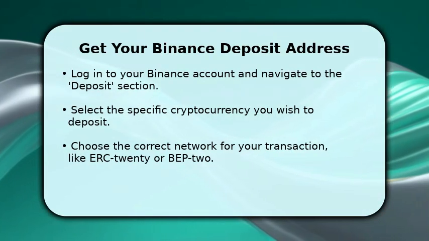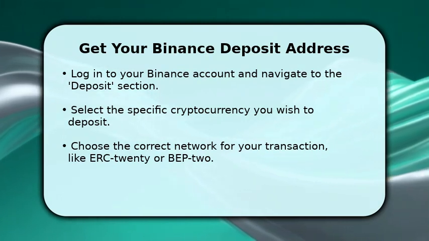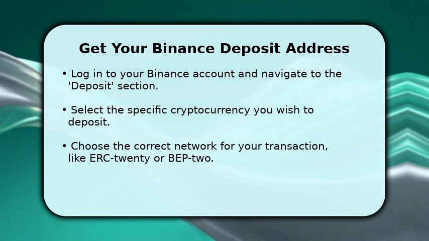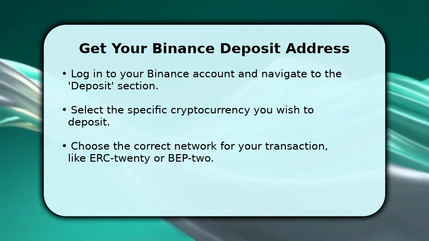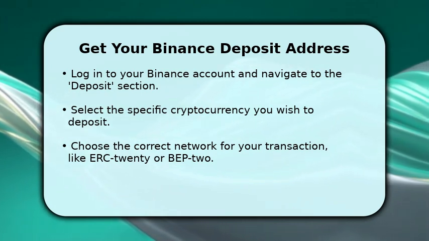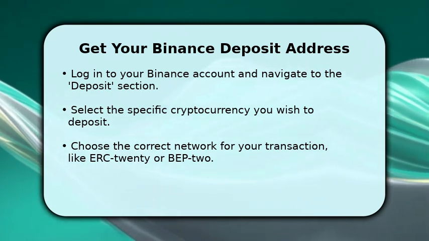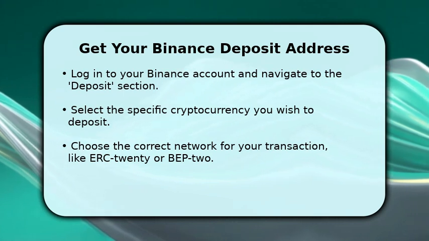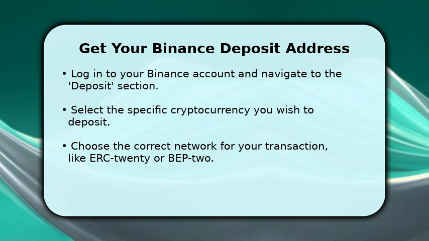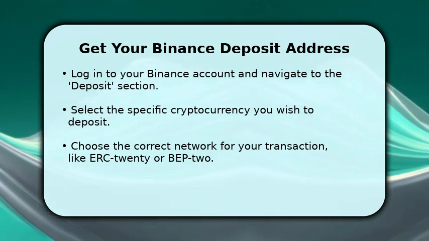First, log into your Binance account and find the deposit option. Here, you'll select the exact cryptocurrency you want to transfer, for example, Bitcoin or Ethereum. Crucially, choose the correct network, such as ERC20 for Ethereum or BEP2 for Binance Chain. An incorrect network choice could result in lost funds. Once selected, Binance will display a unique deposit address.